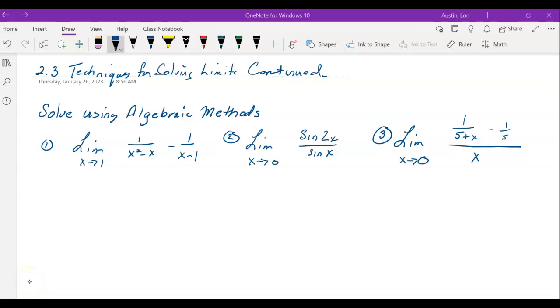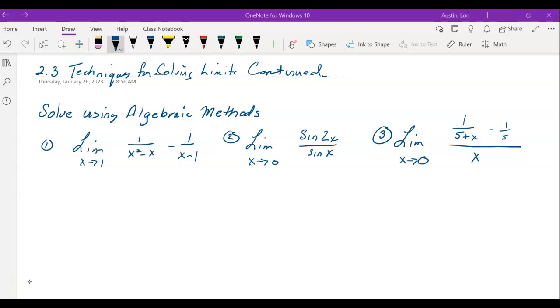Okay, so again, we're just going to continue with 2.3 today. I said we're going to do a few more of these algebraic methods for solving limits. And then we have another technique that we haven't mentioned yet. That's kind of a fun one. I think it's fun. Yeah, that's me. So let's go over each of these.